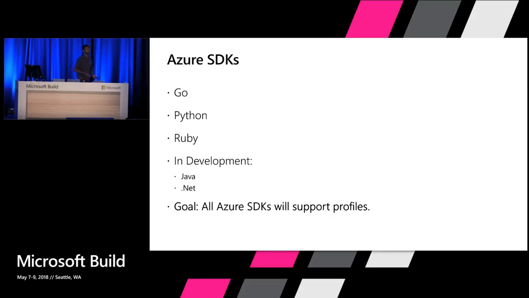Now we have the Azure SDKs. Again, Azure SDK, not Azure Stack SDK. We're updating every Azure SDK to make sure they support profiles and are compatible with Azure Stack. Right now, we've got preview versions of the Go SDK, the Python SDK, and the Ruby SDK. The Ruby SDK is itself in preview, so expect some breaking changes. In development, we have the Java and .NET SDKs that will be coming at a later time. But I do have a little preview of something for the .NET SDK.